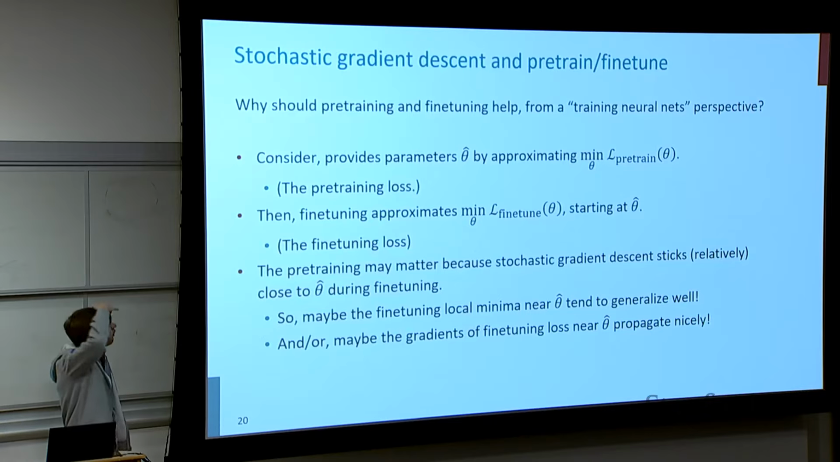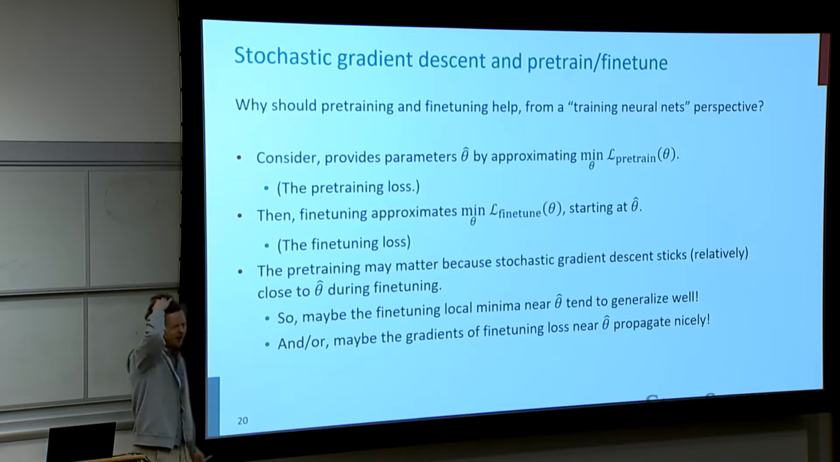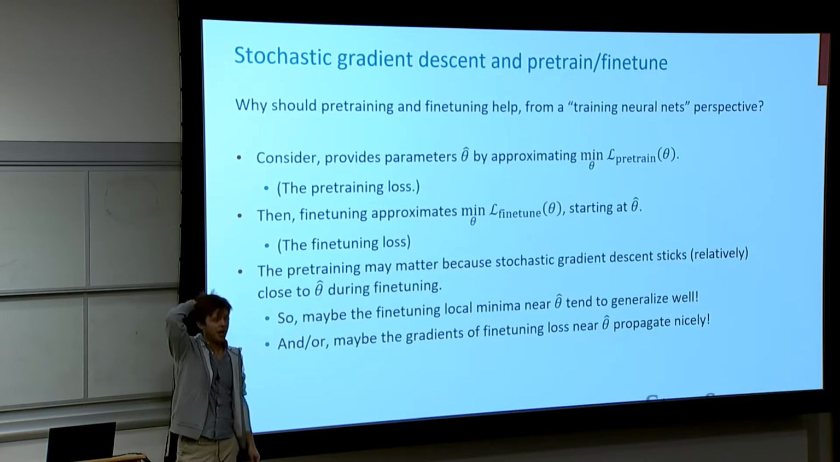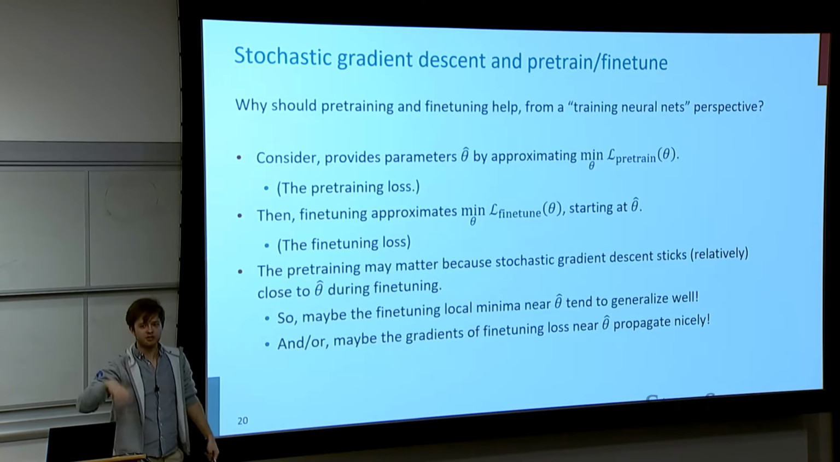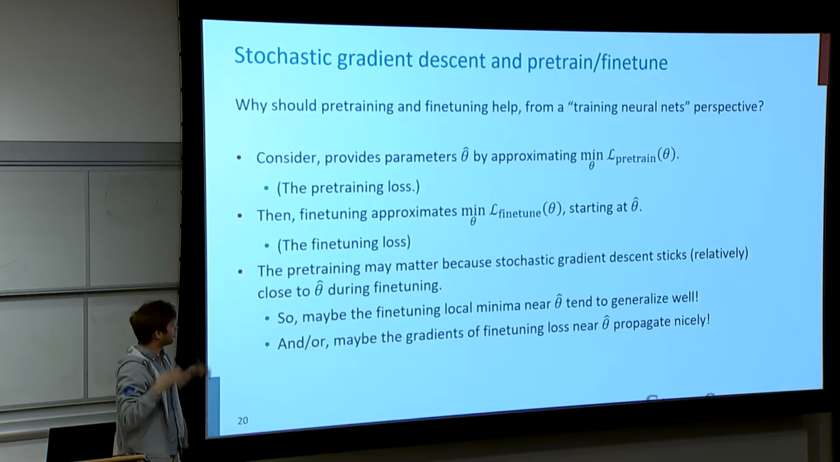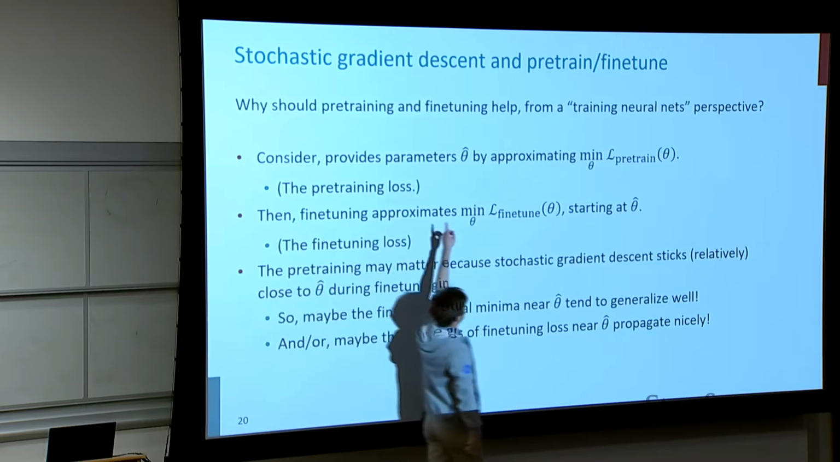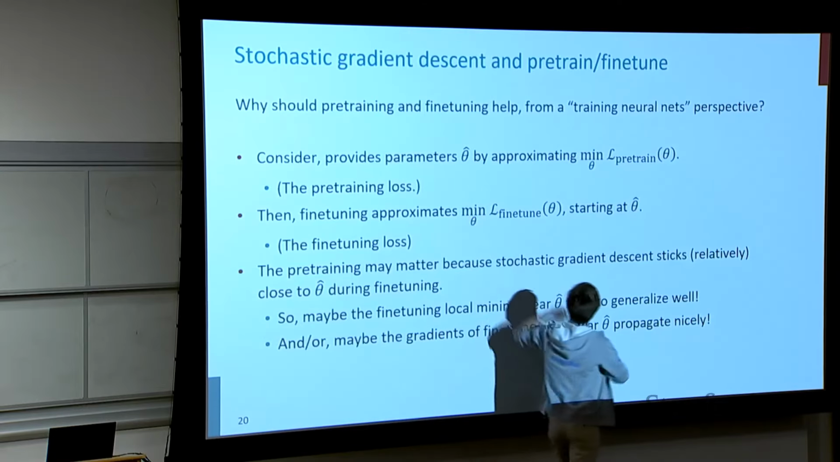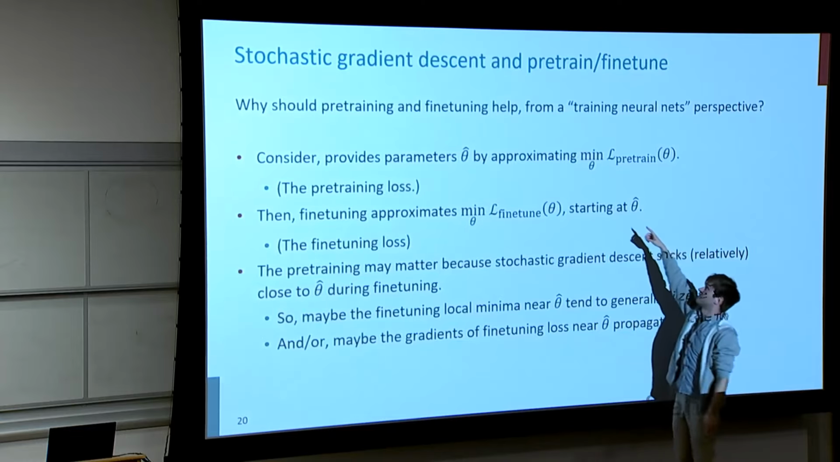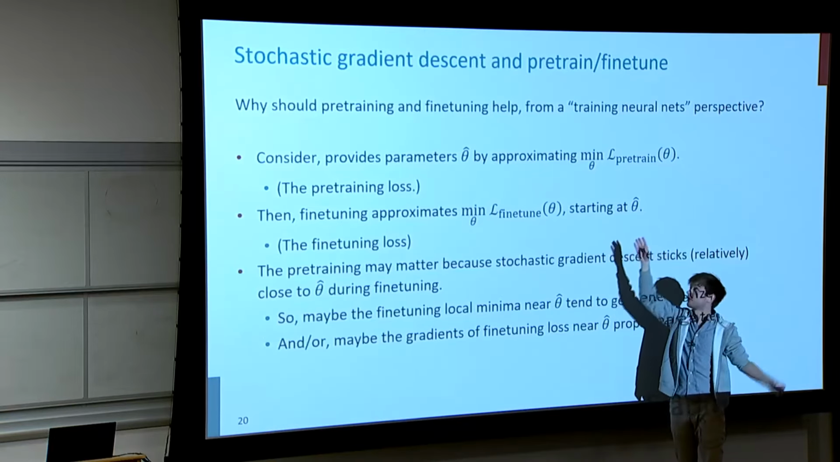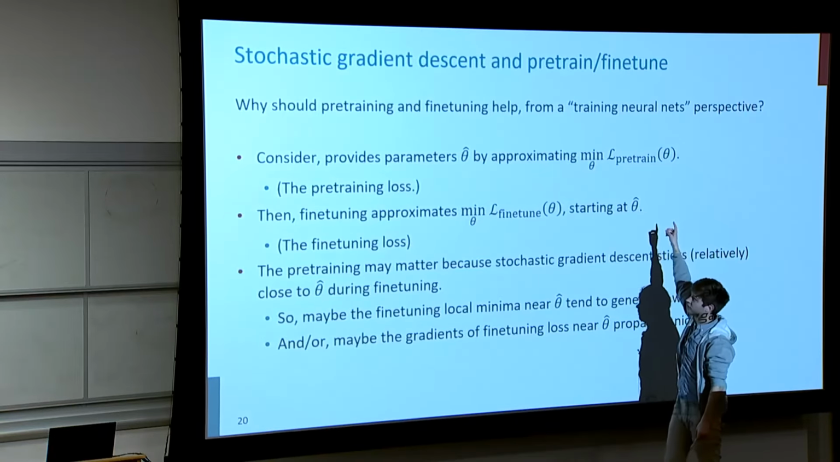So why should this sort of pre-training, fine-tuning, two-part paradigm help? This is still an open area of research, but the intuitions are all you're going to take from this course. Pre-training provides some starting parameters theta hat. So this is like all the parameters in your network, from trying to do this minimum over all possible settings of your parameters of the pre-training loss.